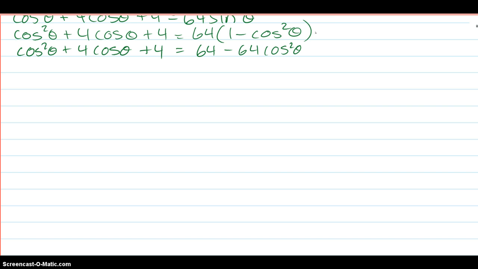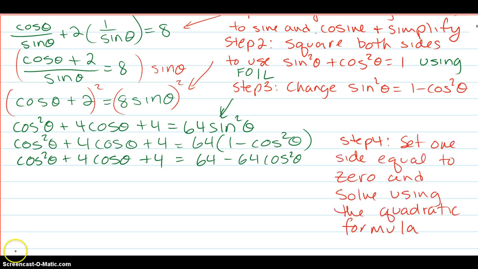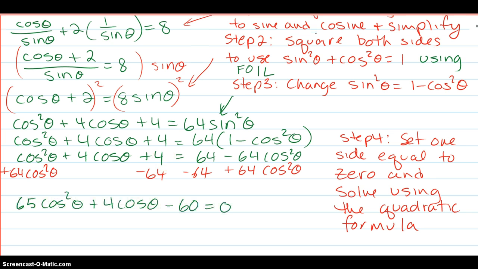Okay, so we're on step 4. What is step 4? Are we on step 4? Yep. Okay, so what we're going to do next is we're going to set one side equal to 0, so we can solve using the quadratic formula. So I'm going to do that by adding 64 cosine squared to both sides, and also subtracting 64 from both sides to get 65 cosine squared plus 4 cosine theta minus 60 equals 0. So that's allowing me to use the quadratic formula.